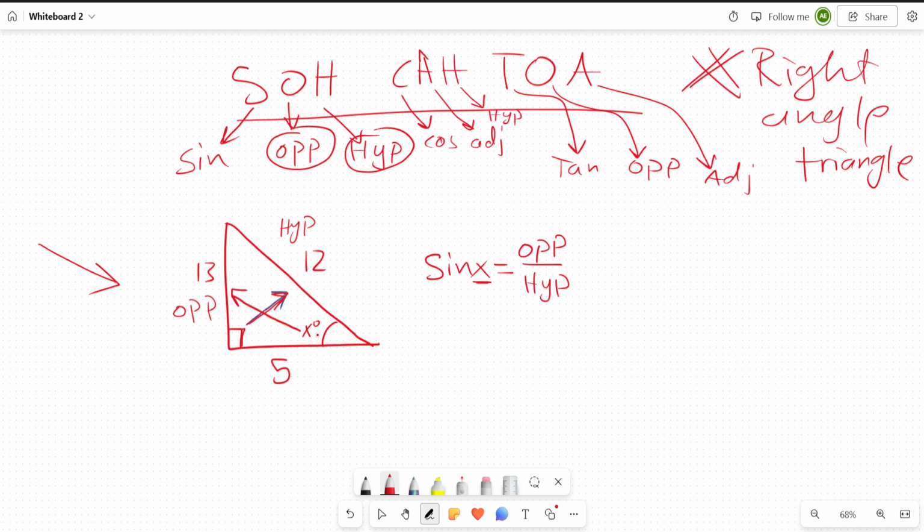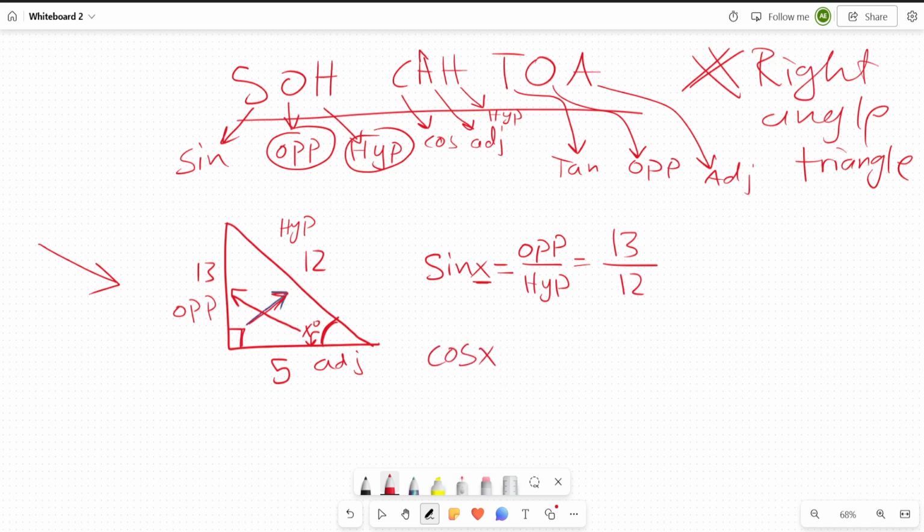And the adjacent is the side that is, from its name, adjacent or next to the angle I'm looking at. So this must be the adjacent. So if I say that sine x equals opposite over hypotenuse, my angle here is x, so the opposite of x is going to be the 13, and the hypotenuse is 12. So my sine x is going to be equal to 13 over 12.